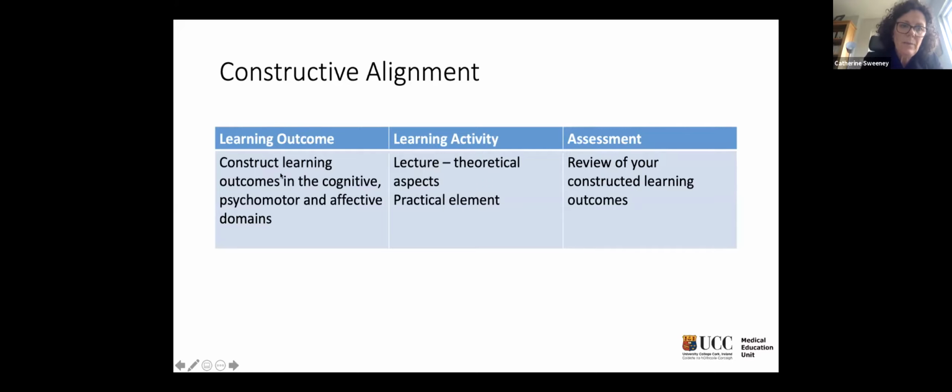So for example, at the beginning, I said one of the learning outcomes of this session was that at the end of it, students or participants would be able to construct learning outcomes in the cognitive, psychomotor and affective domains. So the learning activity around that we did was, I gave you a little bit of a theoretical background to learning outcomes, to the different types of learning outcomes, to the different levels and how you might approach writing them. And then there was a practical element that you constructed, you did actually construct learning outcomes.